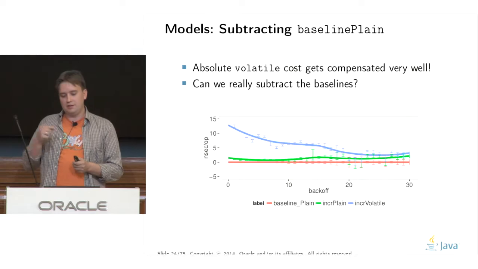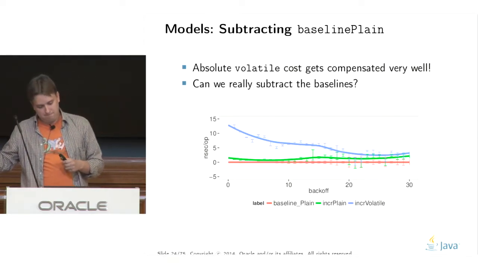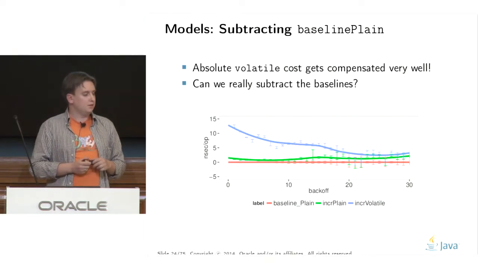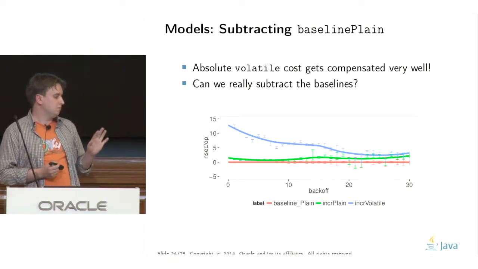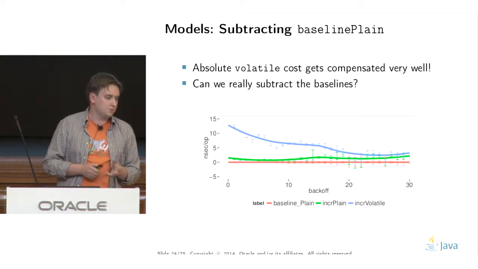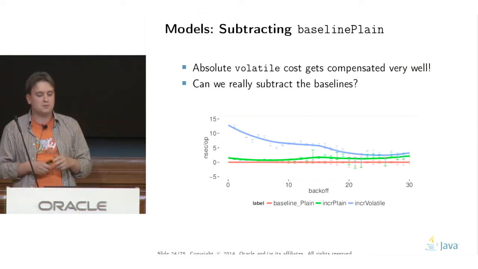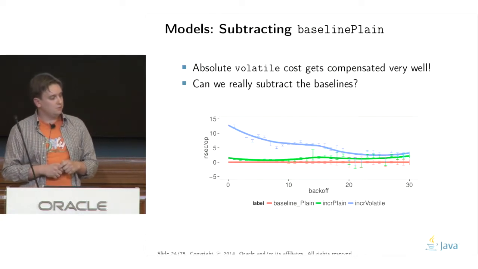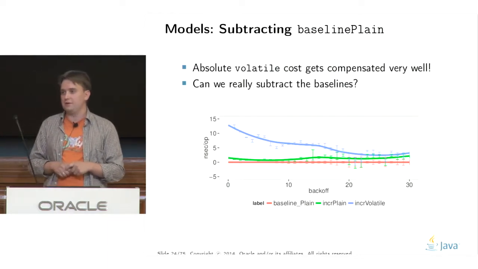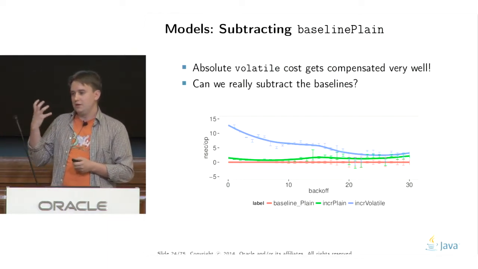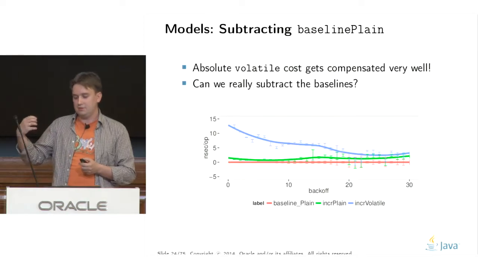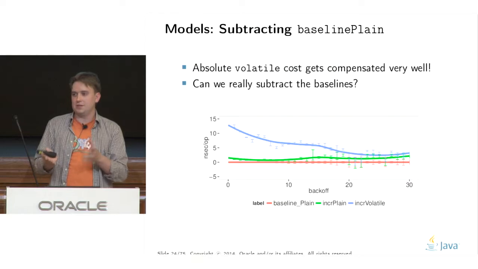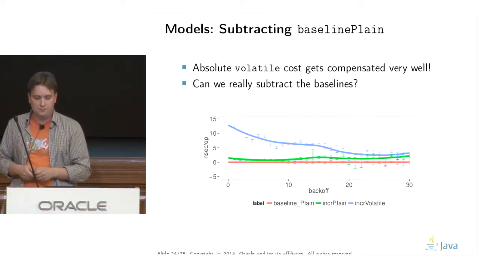Obviously, this red line is the baseline plane. It drops to 0. And the increment plane consistently costs me a nanosecond more, which is kind of expected for my mental performance model. And increment volatile has a tremendous cost when there is no backoff. But when I do significant backoff, the absolute cost of volatile write compensates because my system has the time to recover from this heavyweight operation.